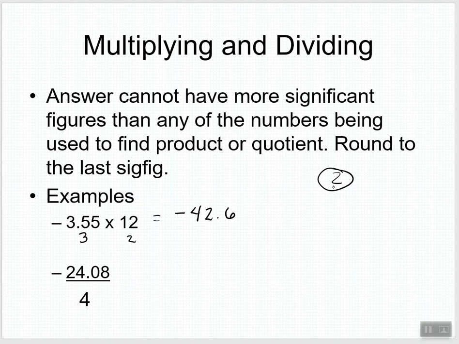But I can only have two sig figs. So the 6 I have to get rid of, but what does the 6 tell the 2 to become? Negative 43. And that would be my final answer right there.